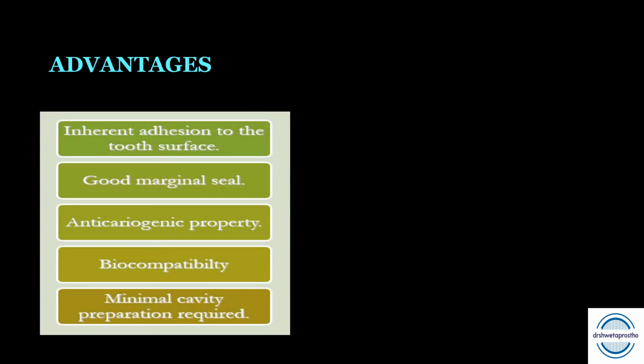Next, we come to the advantages and disadvantages of the glass ionomer cement. First are the advantages. The main advantage is the inherent adhesion to the tooth surface, which is the chemical bonding. Second, they create a good marginal seal. Third, the anti-cariogenic property, the fluoride releasing property. Then biocompatibility. Last is the minimal cavity preparation required, as we just discussed in the atraumatic restorative treatment, where it can be used.